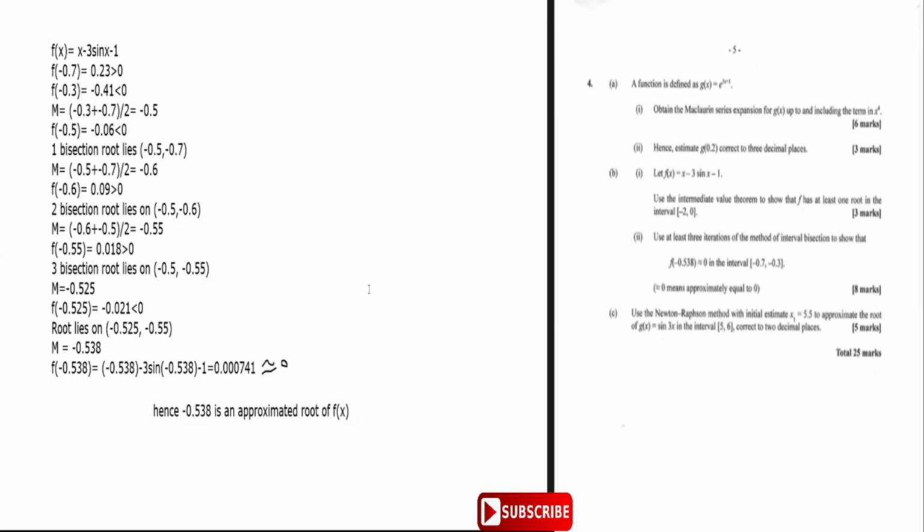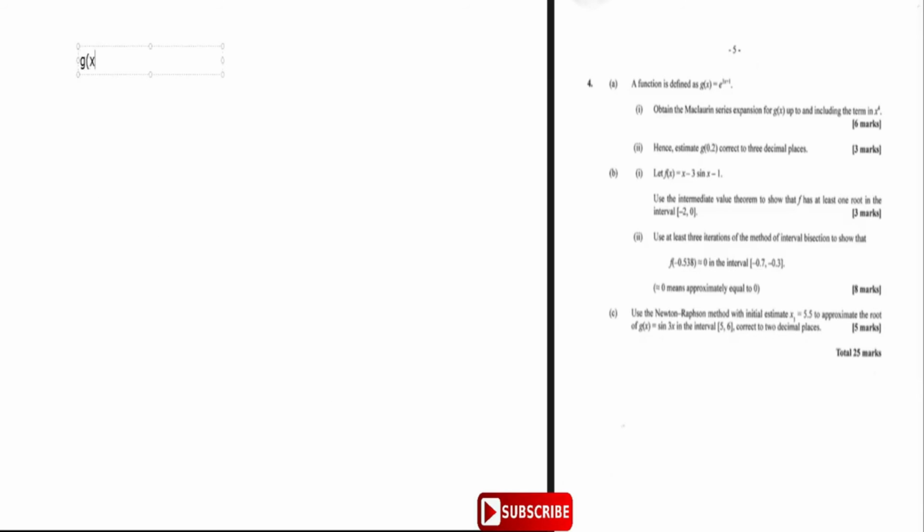All right. Now let's look at the last part of this. It says use the Newton-Raphson method with estimate x1 being 5.5 to approximate g of x, where g of x is sine 3x on the interval 5, 6. So the next part gives us a function g of x, and it says g of x is equal to sine 3x. Remember, it said the first approximation is 5.5. So first thing we need to do is find g of 5.5.